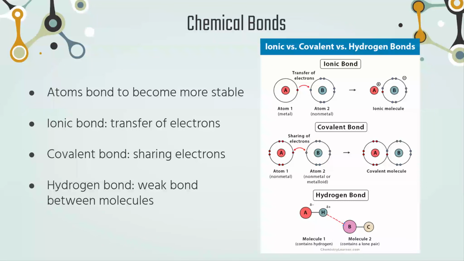Let's talk about chemical bonds. Atoms bond to become more stable, and there are a couple types of bonds. The first is the ionic bond. When we're talking about ionic bonds, remember we said ions are charged particles or charged atoms.